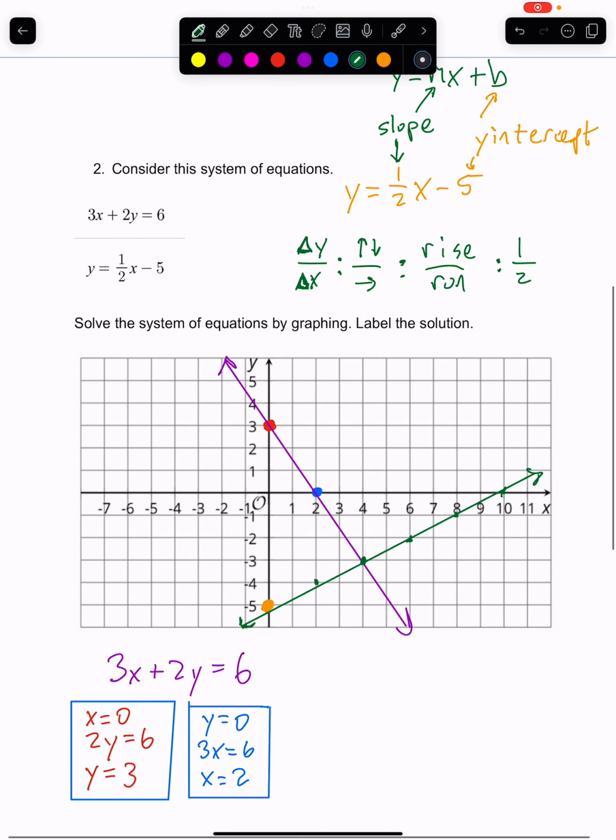Now, for that last 30%, you got to tell me where the solution is. Where do both of these lines have the same x, the same y at the same time? That, my friends, is right here at the point of intersection. So what are the coordinates of that point? It's looking like x equals 4, y equals -3. And so what happens is you plug 4 in for x and -3 in for y. It will make both of these true. Try it out if you don't believe me.